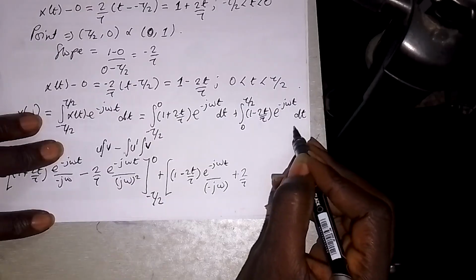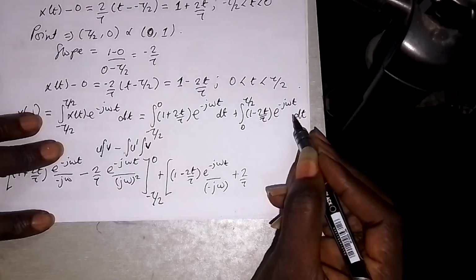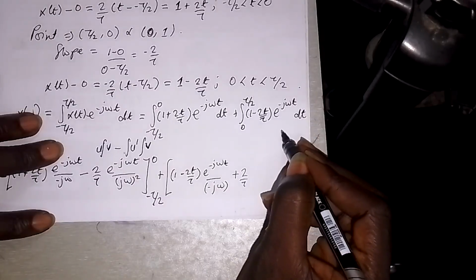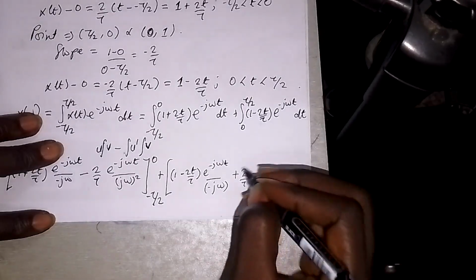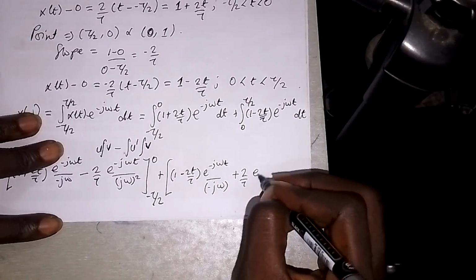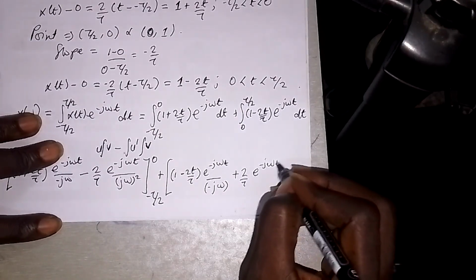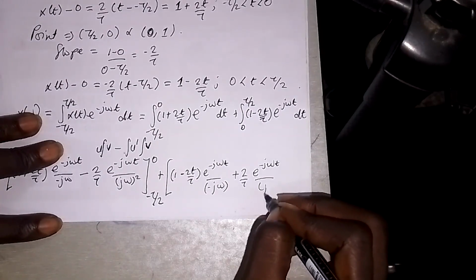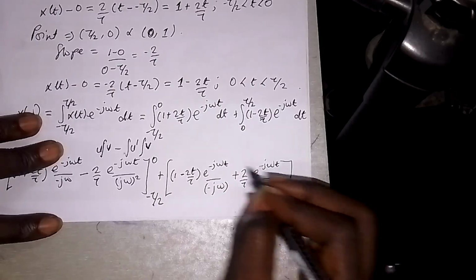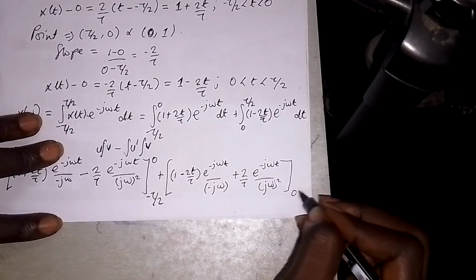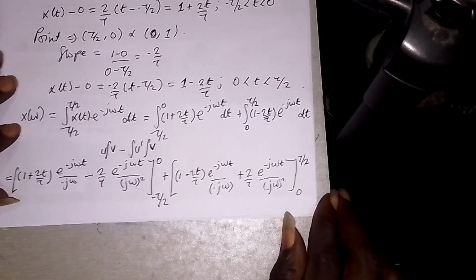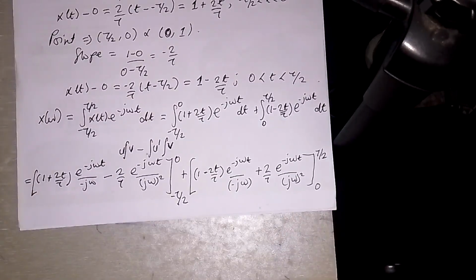Minus j omega. Then I'll integrate another time. I'll get e exponent minus j omega t over j omega squared. Okay, so that is what I will get. So I'll have e exponent minus j omega t over j omega squared. Then I can close it, and then I can have here 0 and here tau on 2. Alright, so basically this is what I'm going to get.